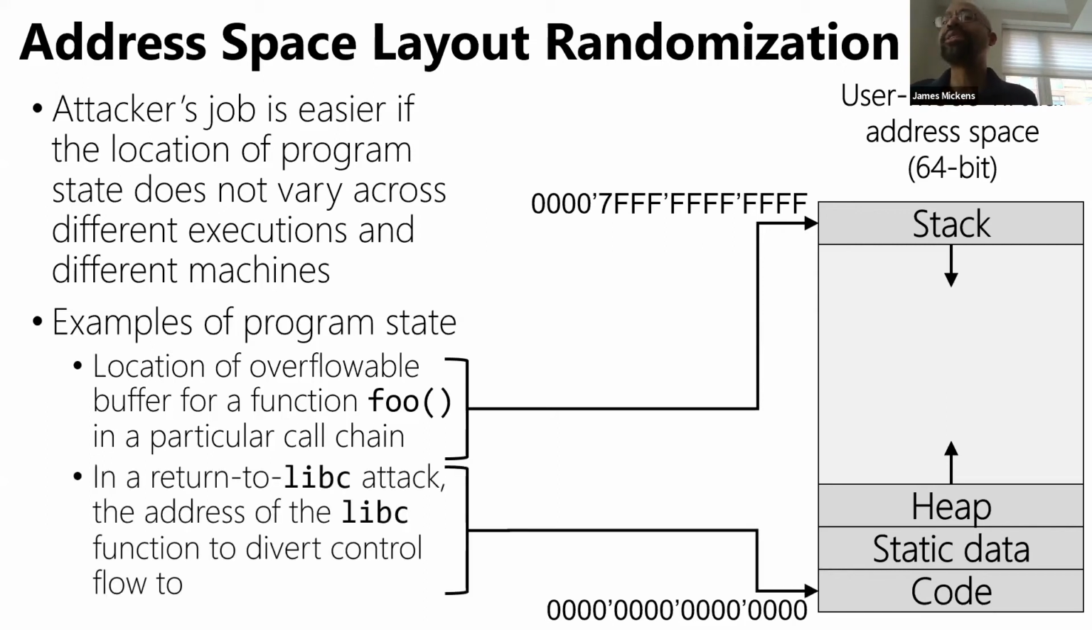Now consider a libc attack, a return to libc attack. In this attack, the adversary is going to try to overwrite a return address with the address of a libc function that the attacker wants to divert control flow to. Once again, for this to work, the attacker has to know the address of that libc function inside the process to attack.